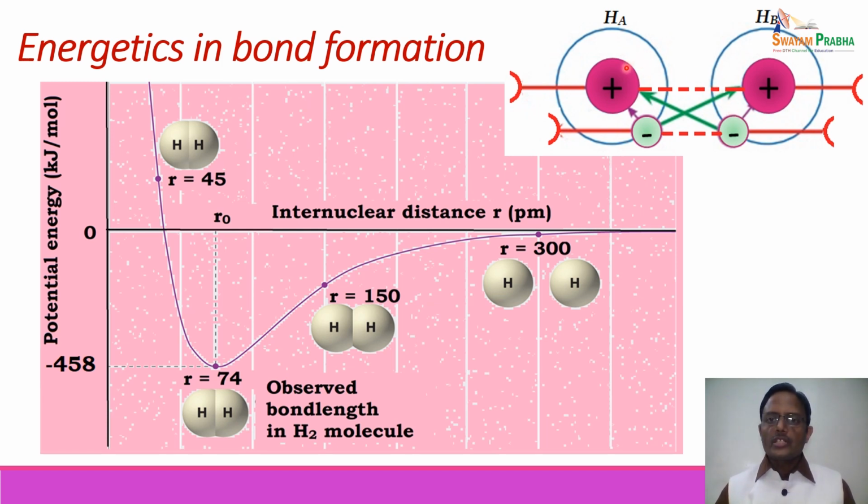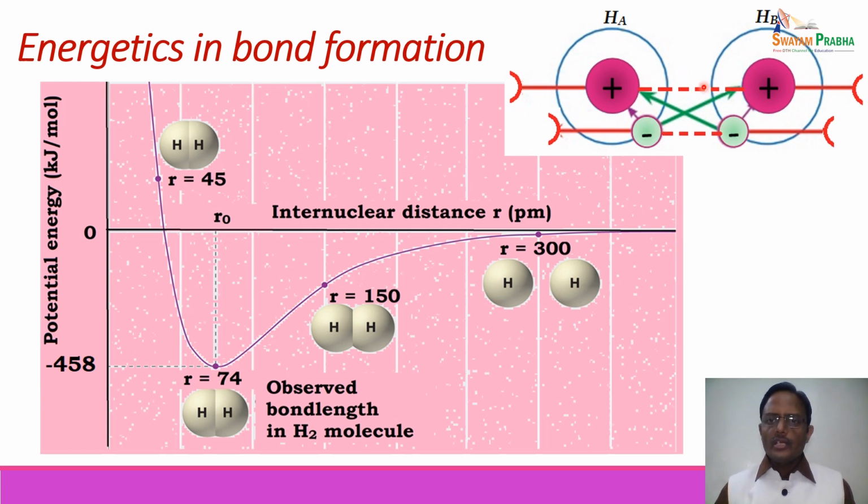Similarly, there are repulsive forces between the two nuclei. The positively charged nucleus of one hydrogen atom repels the positively charged nucleus of the other atom. Similarly, the two electrons repel each other. So there are four interatomic forces: attractive forces between electron and nucleus, and repulsive forces between nucleus and nucleus and between electron and electron.